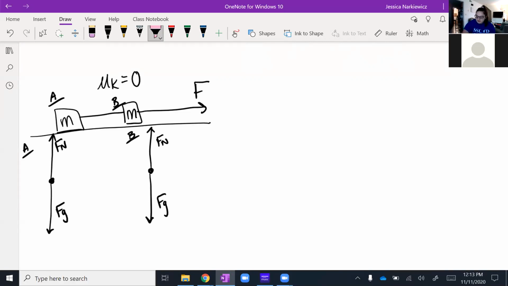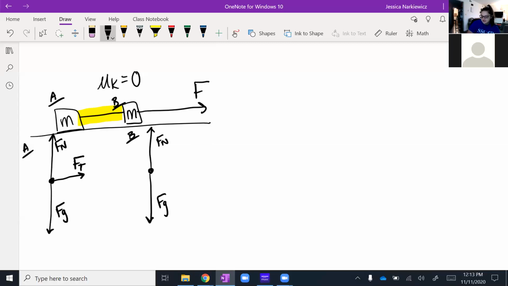And then I have this string in between my two masses, which means there's a tension force acting on each of the mass. So the tension force acts in the direction of the string. So on mass M, or mass A, since the string is acting on the right-hand side of the block, the tension is going to pull to the right.